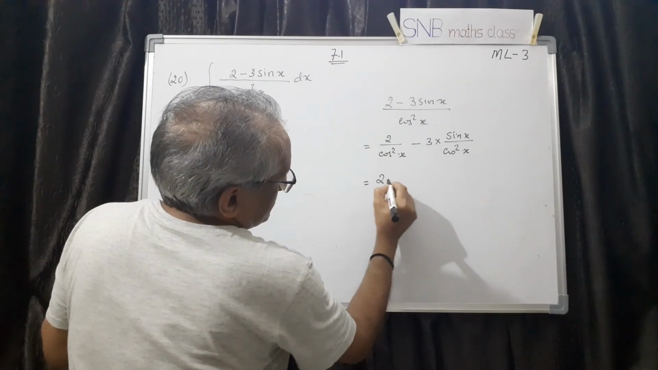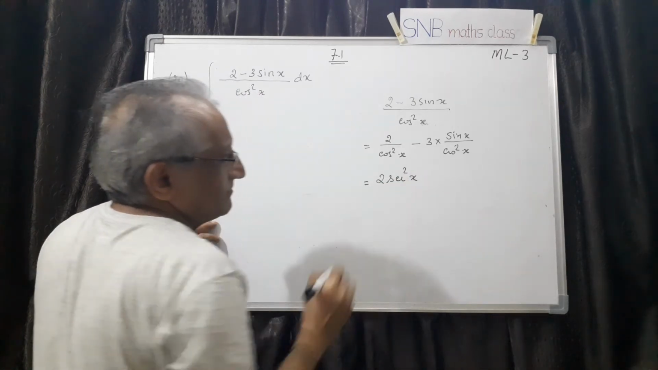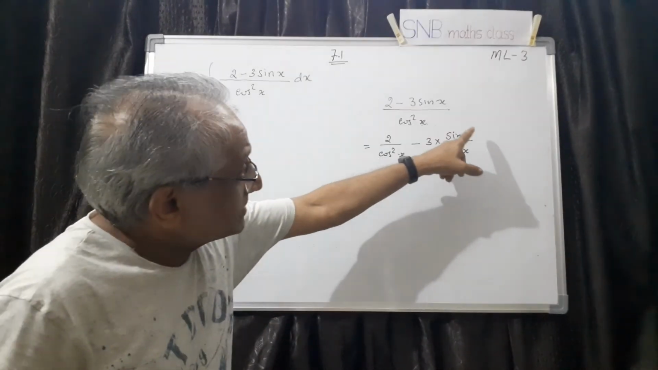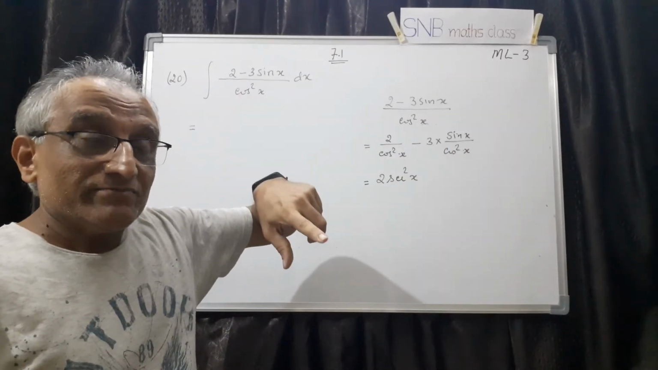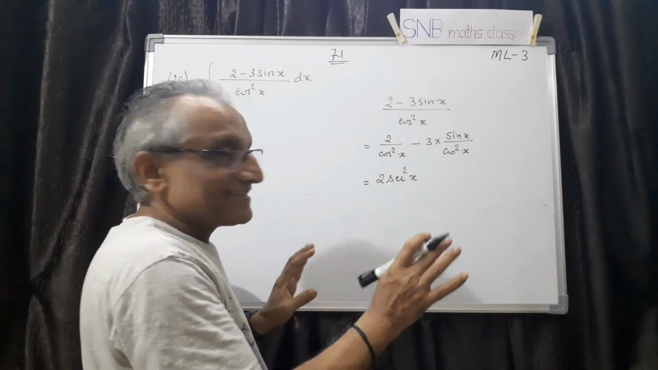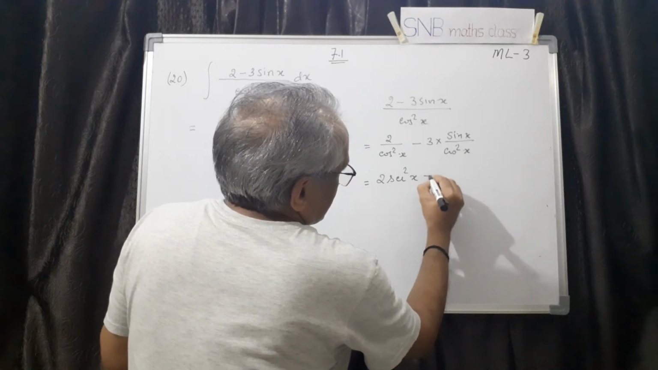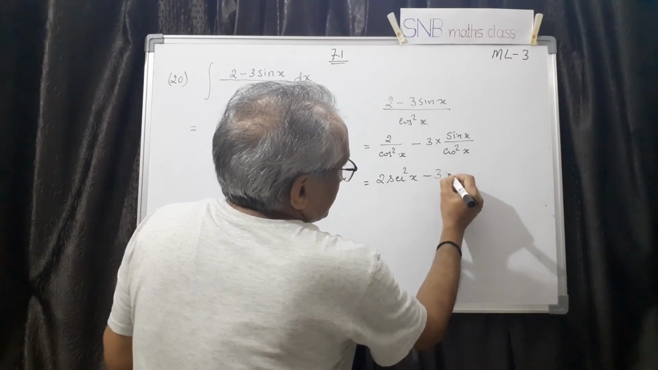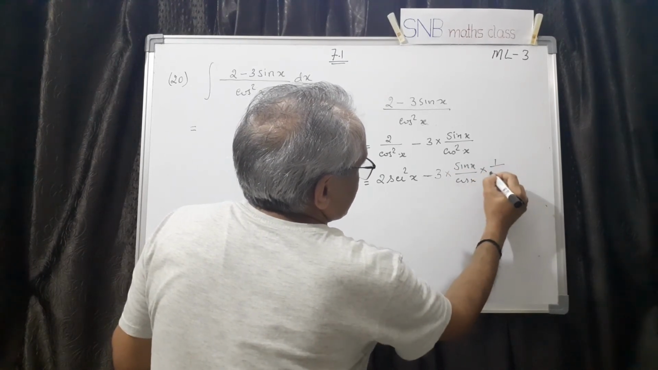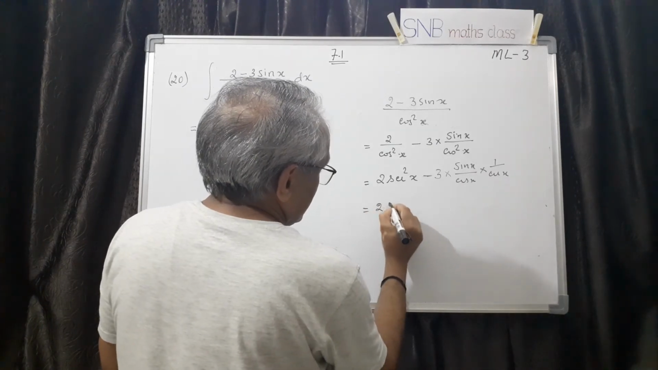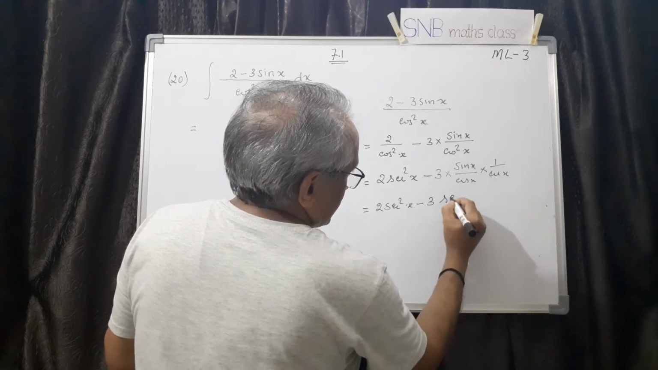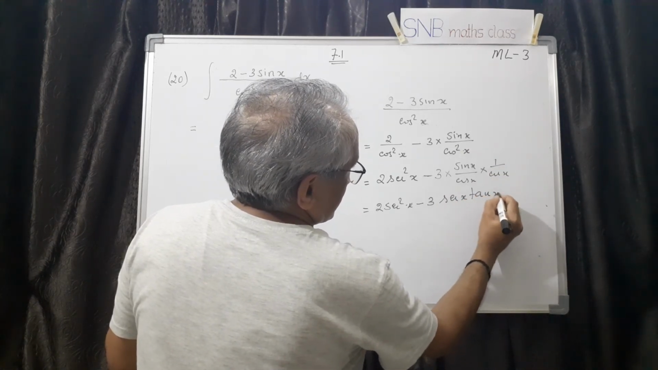So this is 2 secant square x. Now remember, secant square x is integrable. Its integration is tan x. But how to do this one now? Of course, there is a method called substitution method which we are going to study. Using that, we definitely can do it, but that is not necessary here. See, what you can do is, minus 3. This we can write as sin x by cos x into 1 by cos x. But this once again we can write as 2 secant square x minus 3. 1 by cos x is secant x. That I will write first, then tan x, that is sin x by cos x.